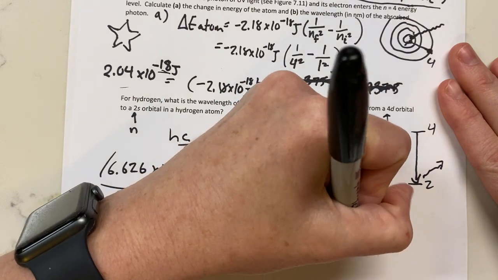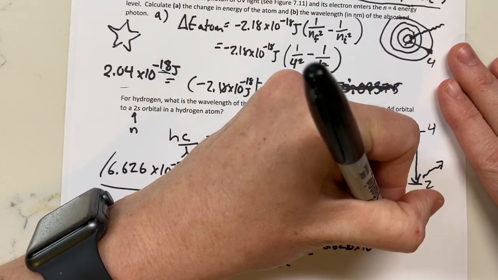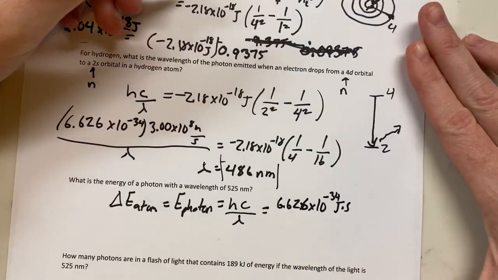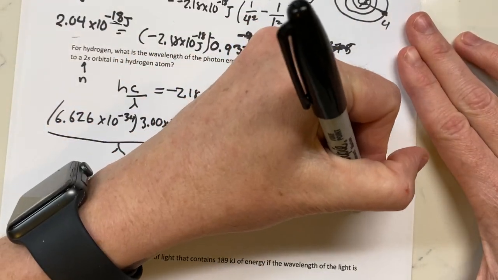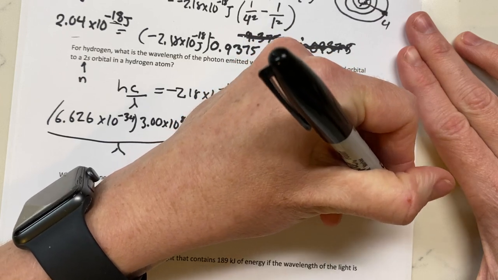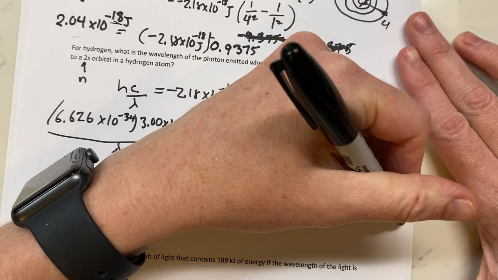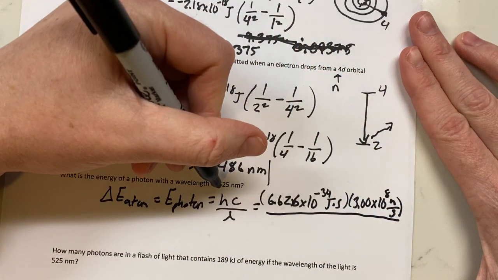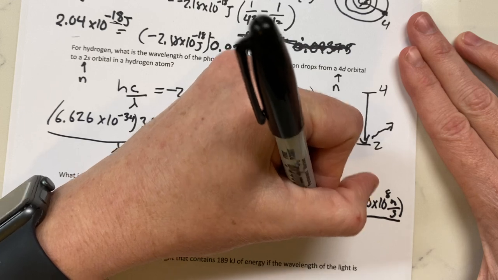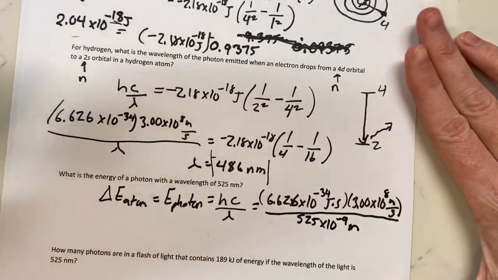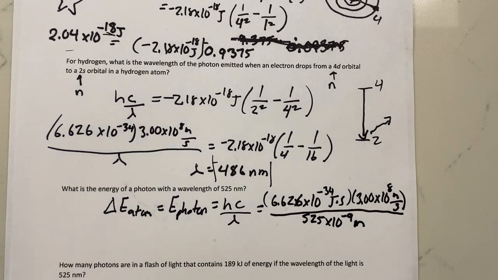We're looking at 6.626 times 10 to the negative 34 joules times seconds, times 3.00 times 10 to the 8 meters per second, divided by 525 nanometers, which you'd have to put as 525 times 10 to the negative 9 meters. Remember, you're replacing nano with that. So as we go through and solve it, 6.626 times 10 to the negative 34 times 3 times 10 to the 8, divided by 525 times 10 to the negative 9.